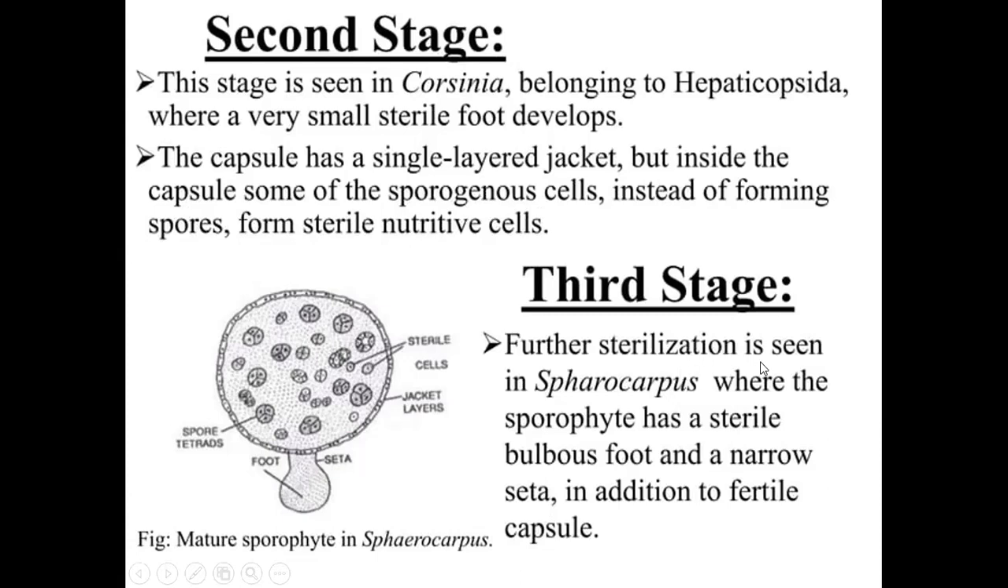Now, when we move on to the third stage of evolution, here the sterilization is seen in Spirocarpus. This is another genus where we can see how the evolution is carrying on. We can see the development of a bulbous foot region and a small narrow seta region, in addition to the fertile capsule. This is the capsule region. Below the capsule, you can see a very narrow seta and a bulbous foot. This is how the sterile tissue is developed in the third stage.